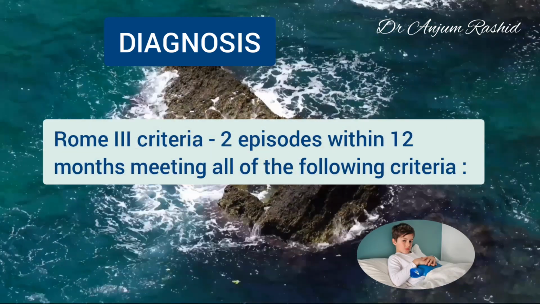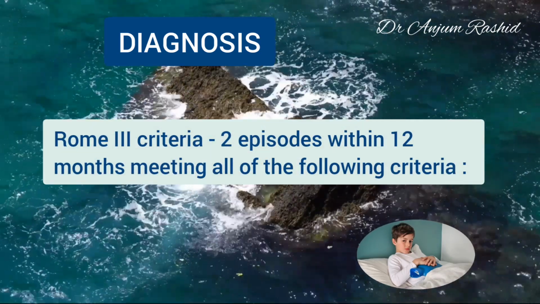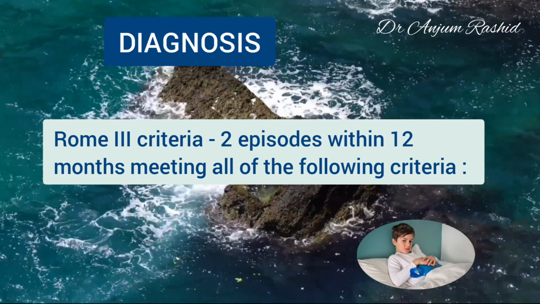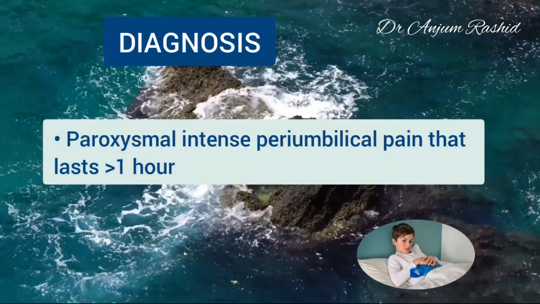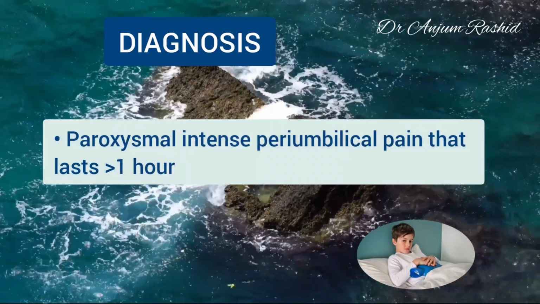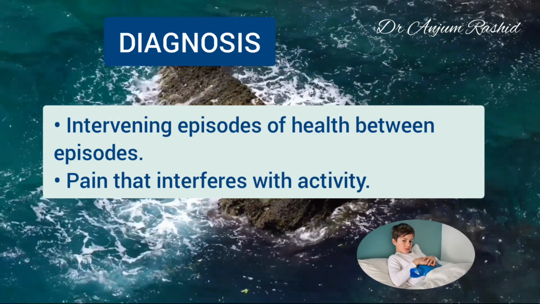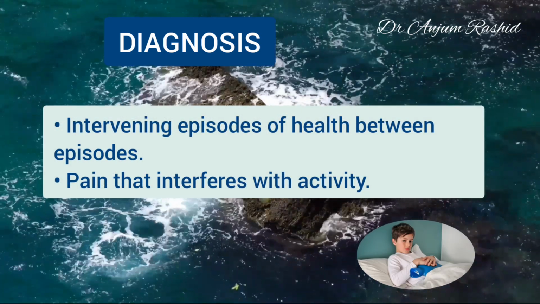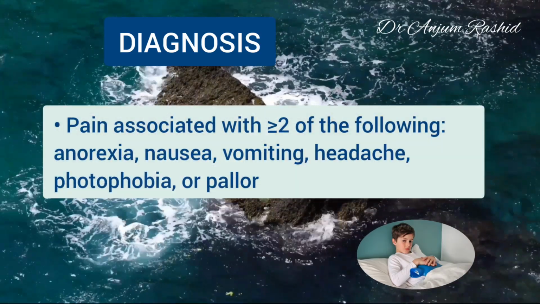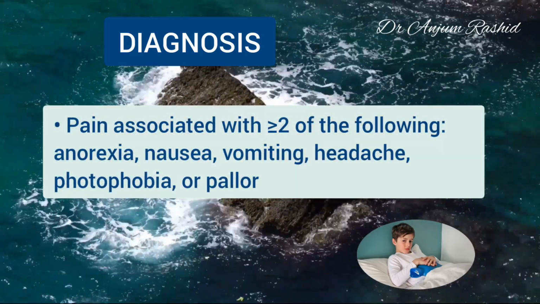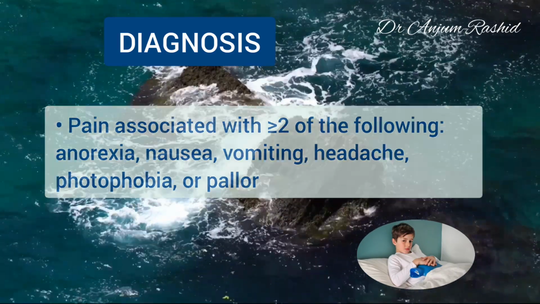Now, diagnosis of abdominal migraine requires Rome 3 criteria. This includes 2 episodes which should occur within 12 months, meeting all the following criteria: paroxysmal intense periumbilical pain that lasts more than 1 hour, intervening episodes of health between the episodes, pain that interferes with activity, pain associated with 2 or more of the following: anorexia, nausea, vomiting, headache, photophobia or pallor.